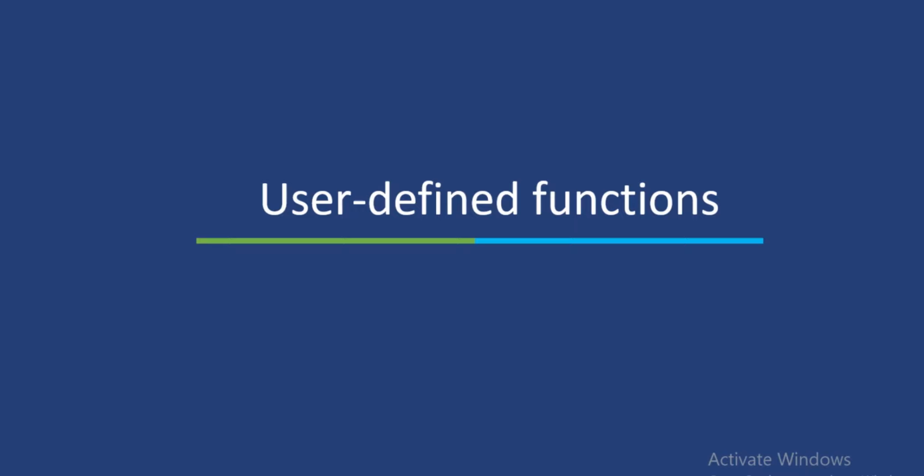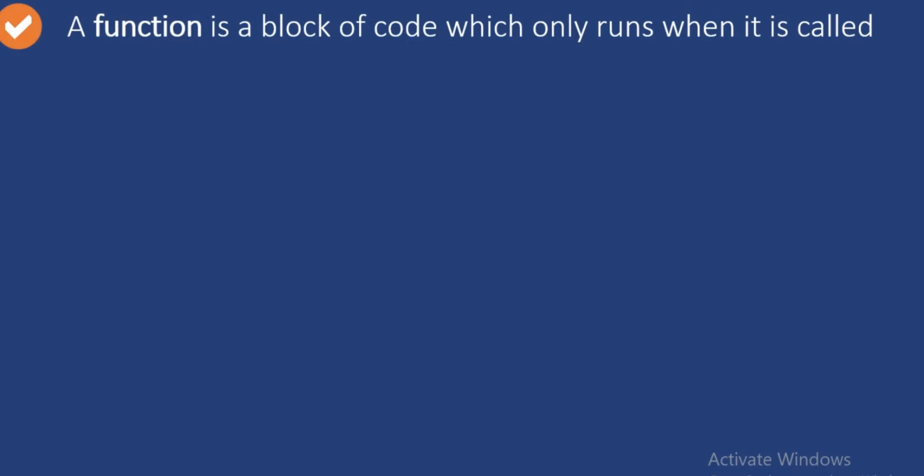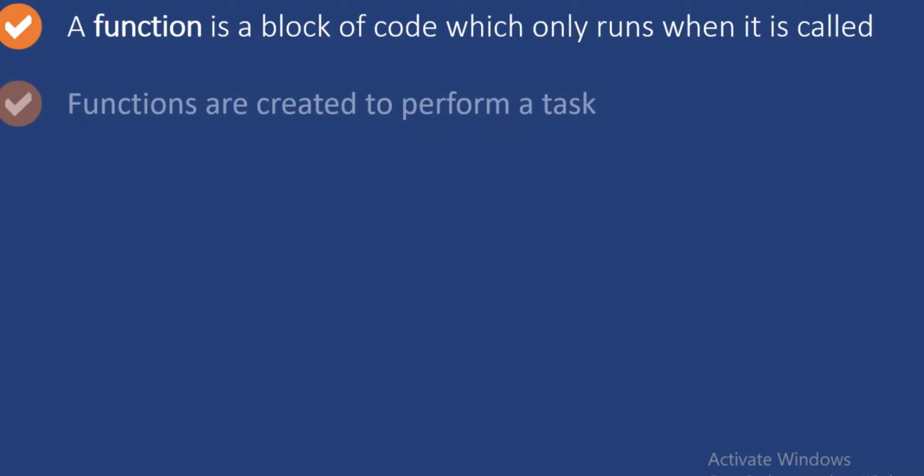User-defined function, or we say function. The reason why we use the word user-defined is because we are the ones to create these functions. A function is a block of code which only runs when it is called. That is, it brings out output when it is called. Functions are created to perform a particular task.